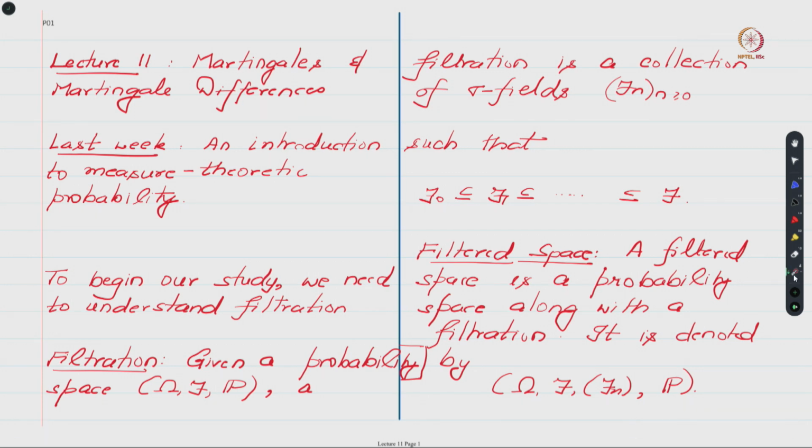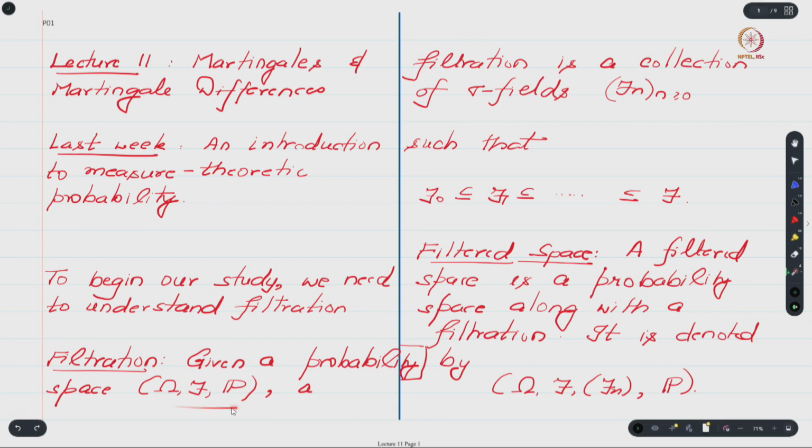Alright, so to begin our study, we will need to understand this concept called a filtration. So what is a filtration? Well, suppose we have been given a probability space omega, F and P. I hope with our introduction from the previous week, this notation should now be clear, but nevertheless let me give a quick recap of what the three things mean. This is your sample space, this is the sigma field of subsets of omega, and this is the probability measure that is defined on calligraphic F, right.